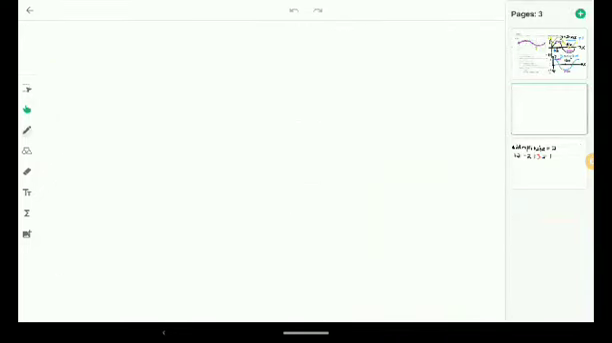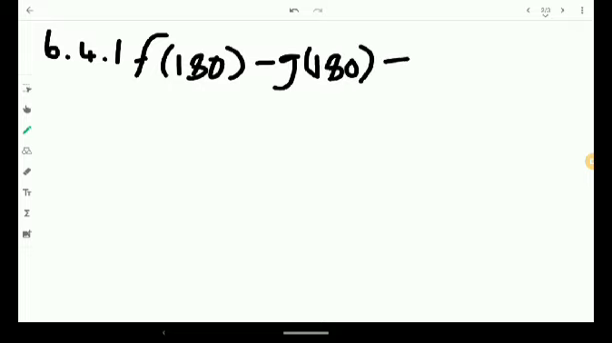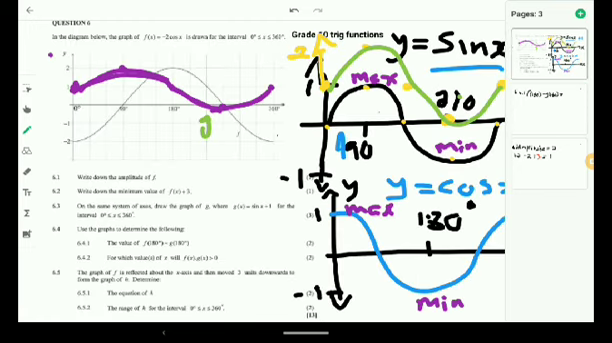Let me use the black color. It is 6.4.1. It says we must determine f at 180 minus g at 180. So if we check on the graph, both of these graphs, we will check the point they want.